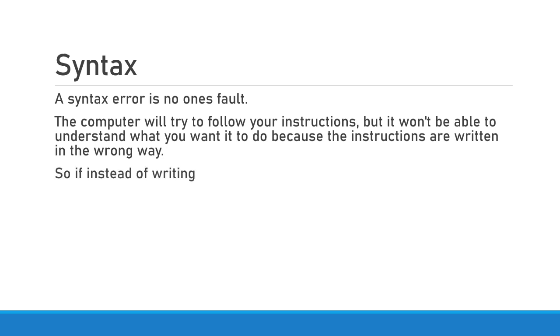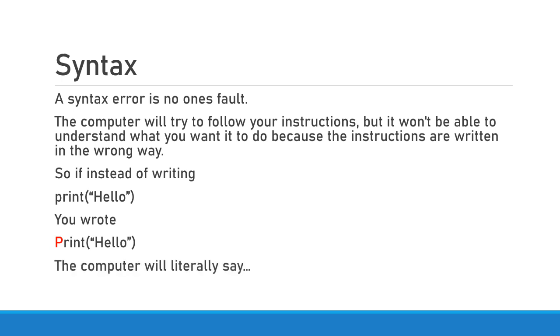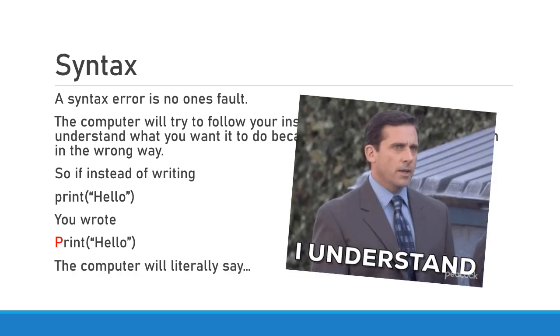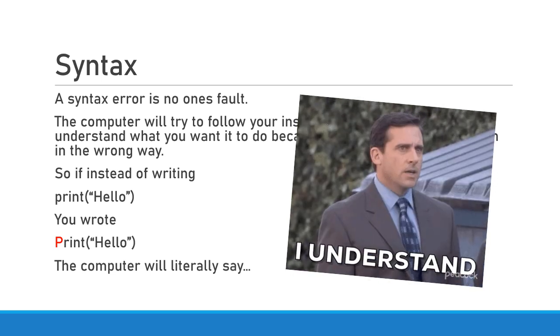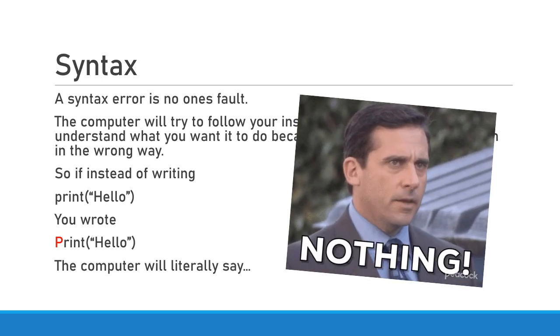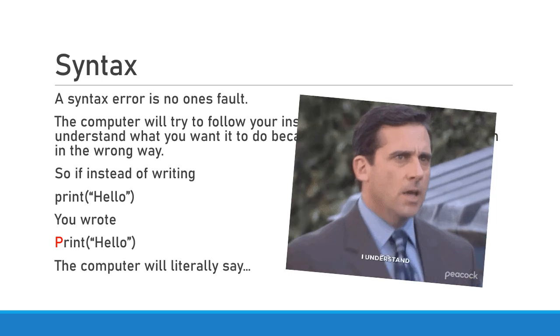So it's no one's fault, but it can be as little as if you misspell the word print in that line of code there, where it's print hello, that will accurately output the word hello to the screen. And if you started that line of code with a capital P instead of a lowercase p, the computer will literally turn around to you and say, I do not understand what you're trying to tell me to do. Because we have to be that accurate with our instructions.